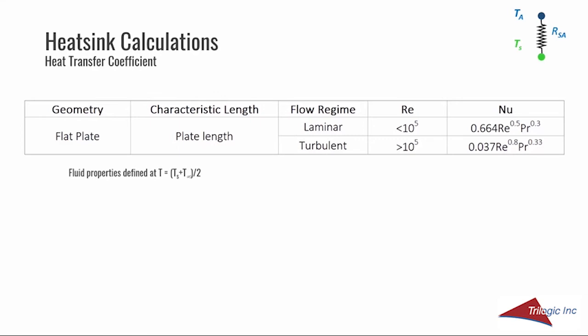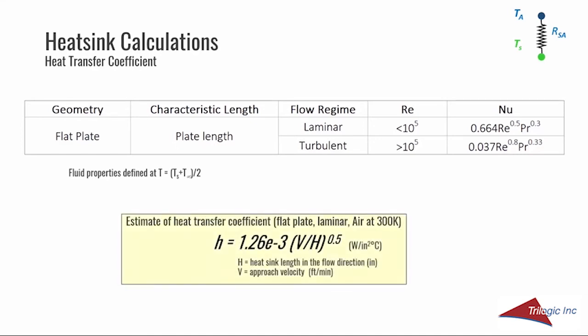Typically, the Nusselt number correlation for laminar flow over a flat plate is used to estimate the heat transfer coefficient for a plate fin heatsink. A simplified expression is provided for estimating the heat transfer coefficient as a function of the velocity and fin length, assuming the fluid is air. So this equation is based on the definition of the Nusselt number and the Reynolds number for a flat plate, the Nusselt number correlation for laminar flow over a flat plate, and the properties of air at 300 Kelvin.